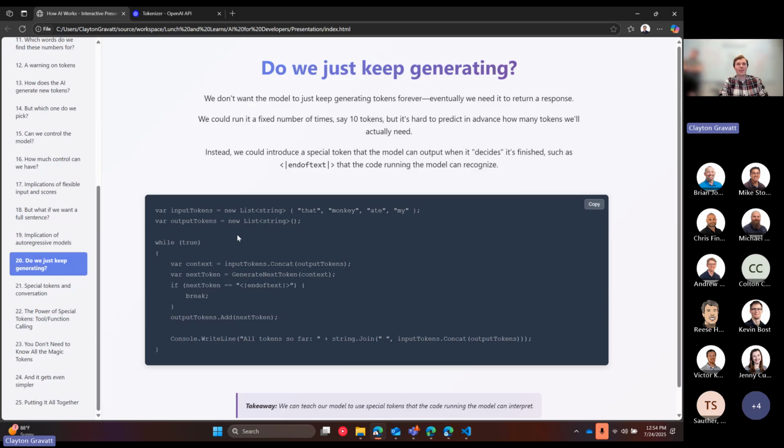So do we just keep generating, right? Do we just keep feeding it back in? Well, we don't really want it to keep generating tokens forever. Eventually we need it to return a response. So we could do this a fixed number of times, let's say 10 tokens, feeding it back in, but it's kind of hard to predict in advance exactly how many tokens we'll actually need.